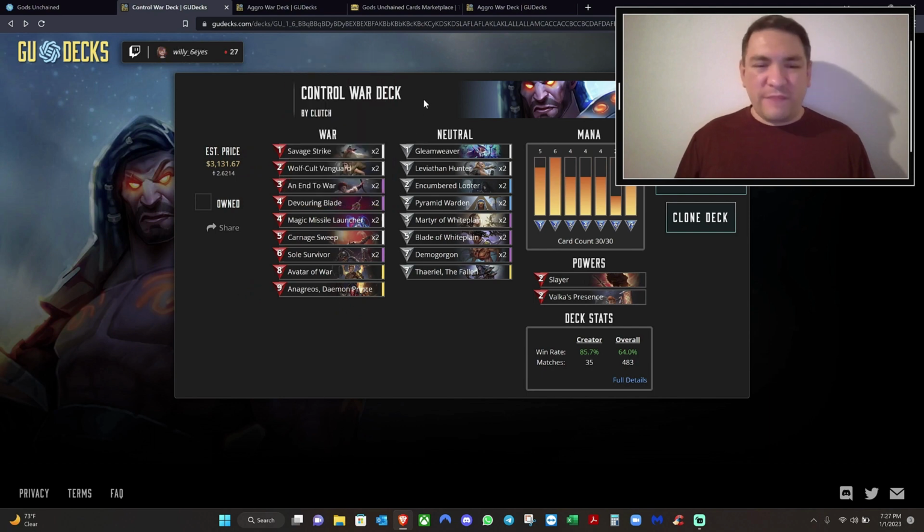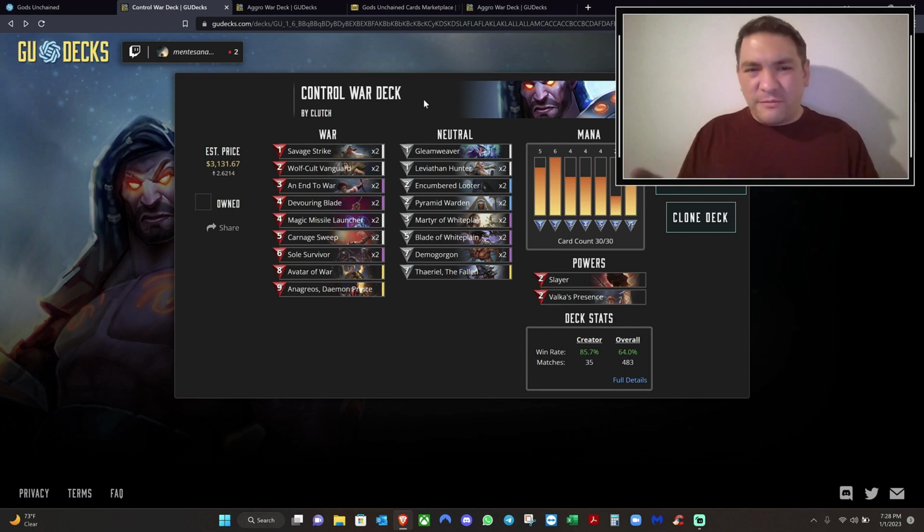As I'm going through this, what I'm trying to do is get an understanding. We know that it's a control deck. We know that Clutch is the one who created it. I've been watching some of his videos, A+ there, highly recommended. But I start to get an idea also about the prices. Why are some of these cards worth more than others?